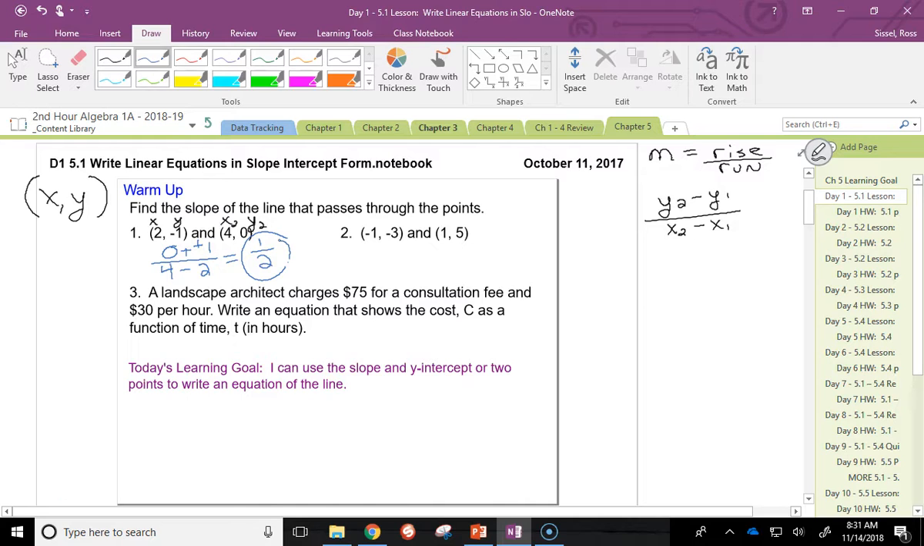Ethan, let's make sure we're on math and not play the game, huh? Have your planner out. I'll come around in a little bit. Okay.